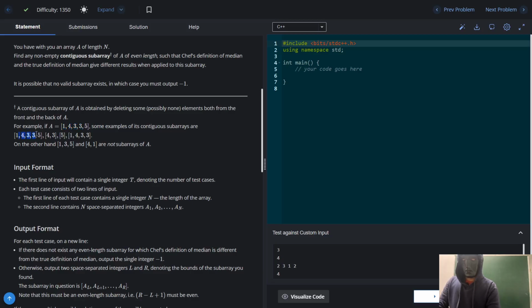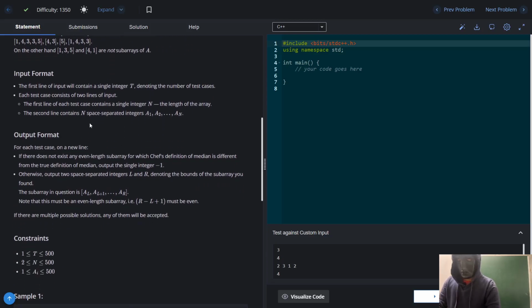Got it. And for the definition of subarray they're giving, let's say we have this array A. Subarrays will include all the elements of the array, or 4 3, or just one element 5, or 1 4 3 3. On the other end, 1 3 5: if you take 1, 4 is skipped and we have 3 5, so this is not a subarray. Let's say 4 and 1, the order is changed, so this is also not a subarray.